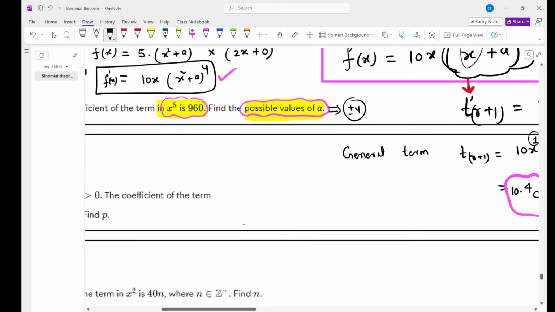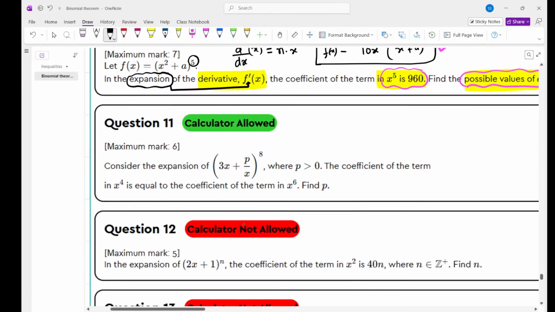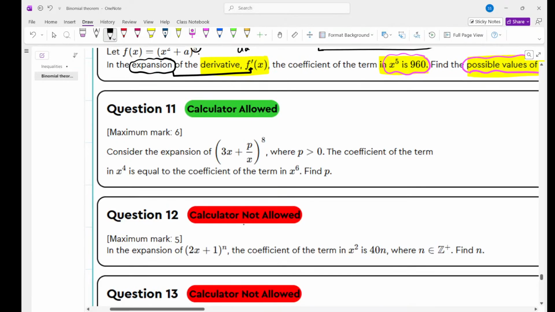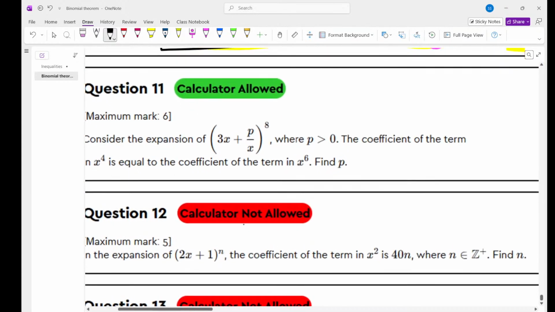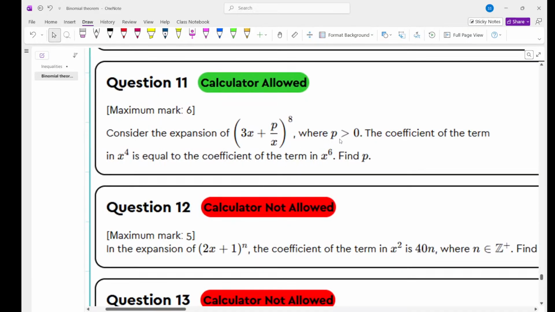Have you understood it? These are very important questions we are discussing right now. Question number 11. Consider the expansion of this, where p should be greater than 0. I was talking about these hidden conditions. Sometimes if you miss this condition, you will lose your marks. The coefficient of the term in x raised to power 4 is equal to the coefficient of the term in x raised to power 6. Find the value of p. Would you like to attempt this? Yeah, I'll try. Please try.